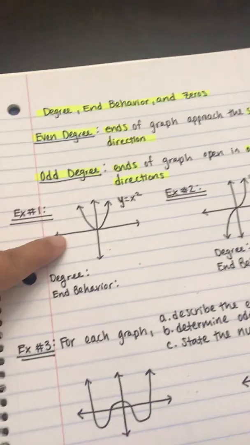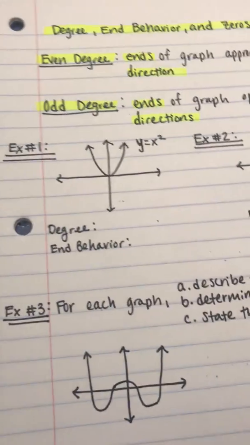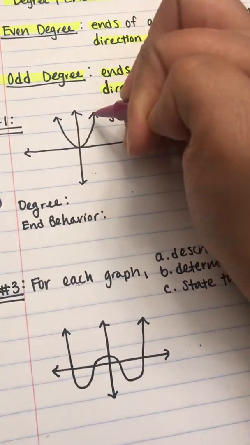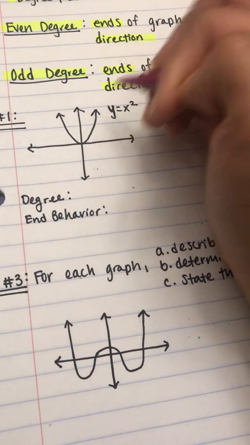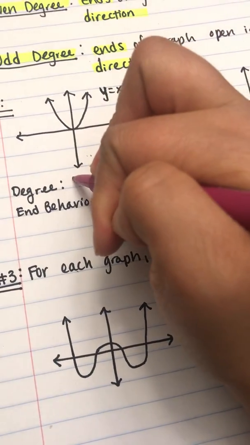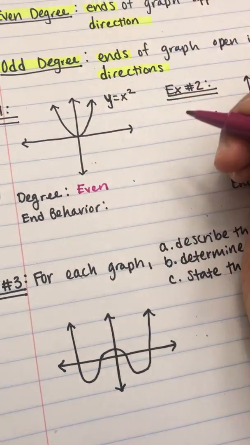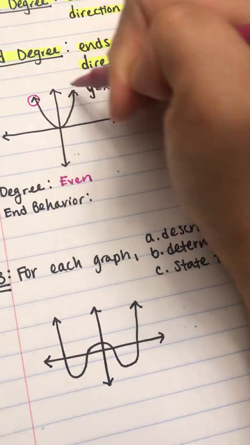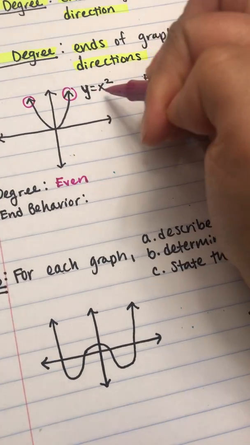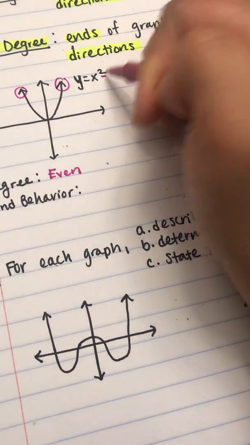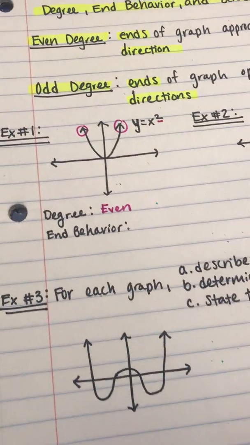So for example, if you look at the first graph here, the ends are both opening in the same direction. They're both going up, which makes this an even degree. Again, because they're both going in the same direction. And this is actually the graph for x squared, and you can tell from there that the 2 is even.